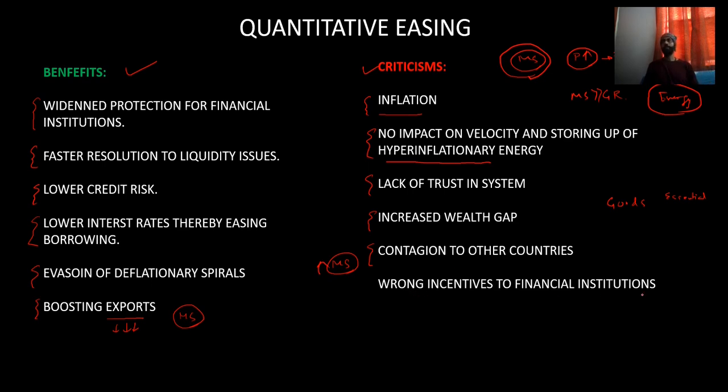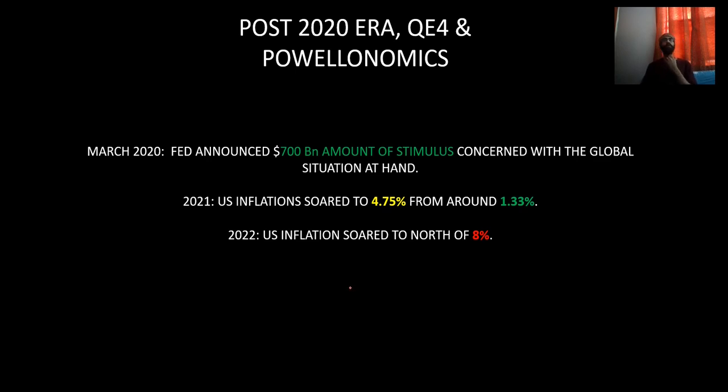Wrong incentive to financial institutions. When the central banks become protectors of financial institutions, the wrong incentive can be less due diligence and giving loans to uncreditworthy entities or individuals. So this is one of the strong criticisms of quantitative easing. Now let us have a look at the aftermath of all these quantitative easings that happened. Now let us talk about the post-2020 era, QE4 and Powellonomics.